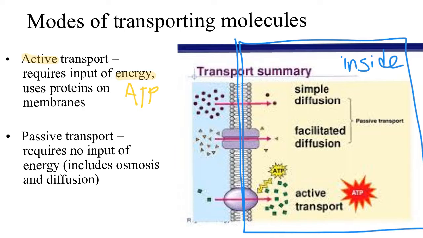So active transport requires energy. And passive transport does not require any energy. That's why it's passive. Two types of passive transport are osmosis and diffusion, two terms that you're probably familiar with.